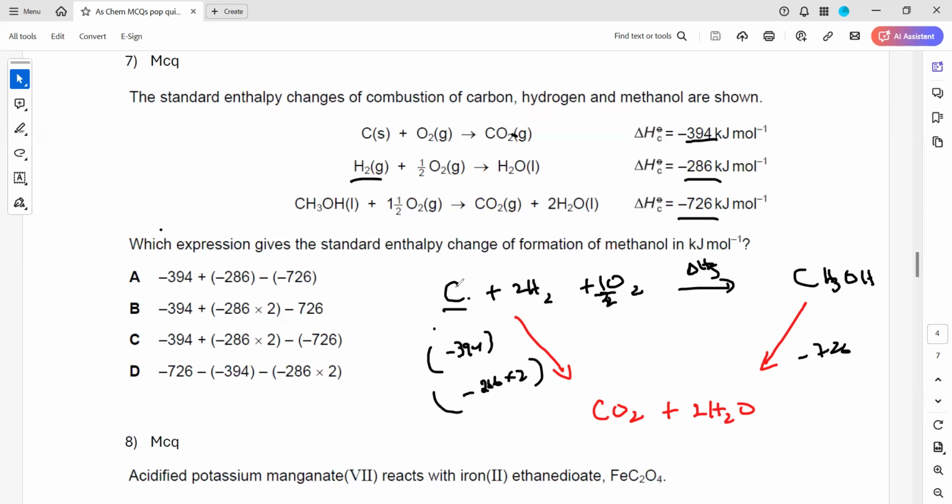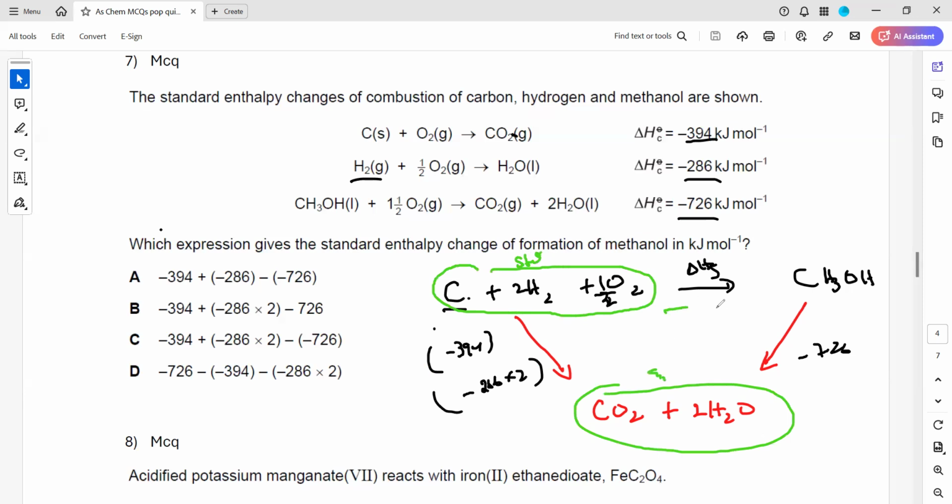Where the 2 arrows are pointing out, that is the start of the cycle. So this will be the start of the cycle, and this will be the end of the cycle. So if I follow route 1 or route 2, I'll get the same energy. So if I write the enthalpy change of formation plus minus 726 equals minus 394 plus minus 286 times 2.